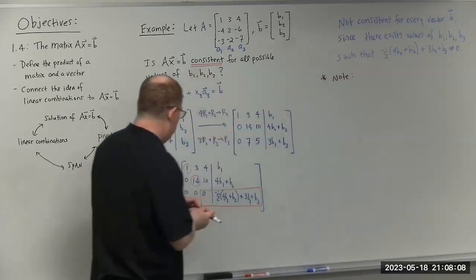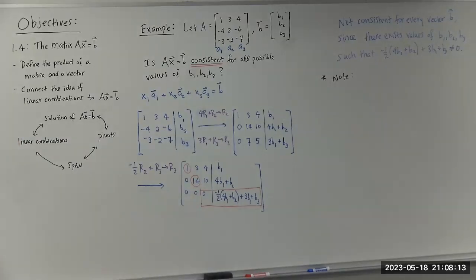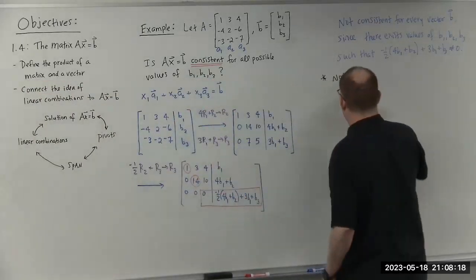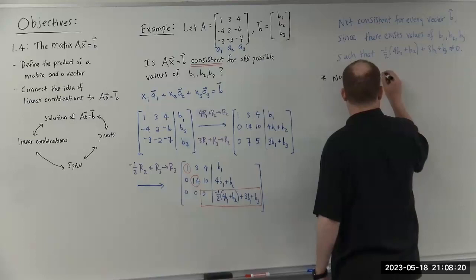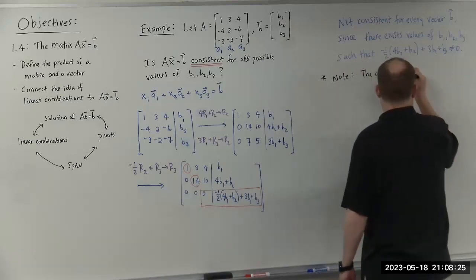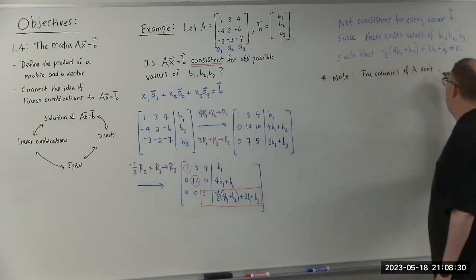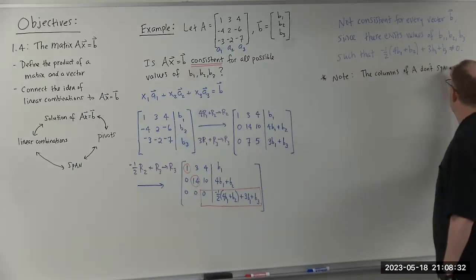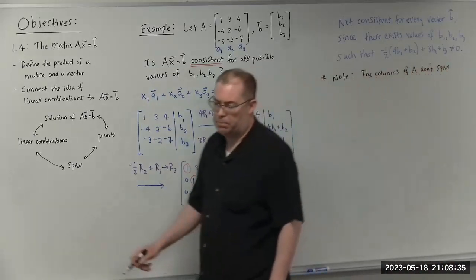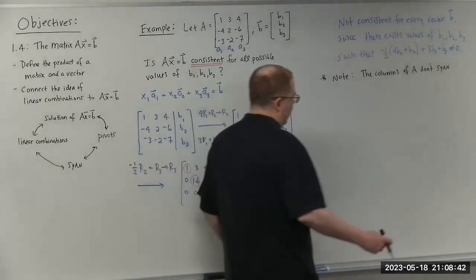So because there are only 2 pivots here, the columns of A, based on this work here, don't form a span, right? They don't span R3 in this case.